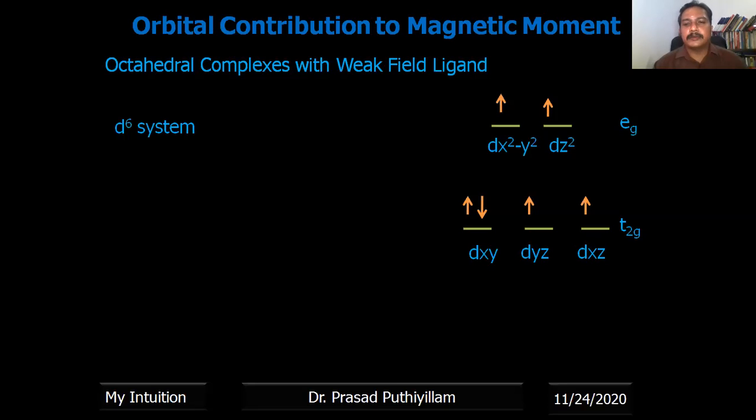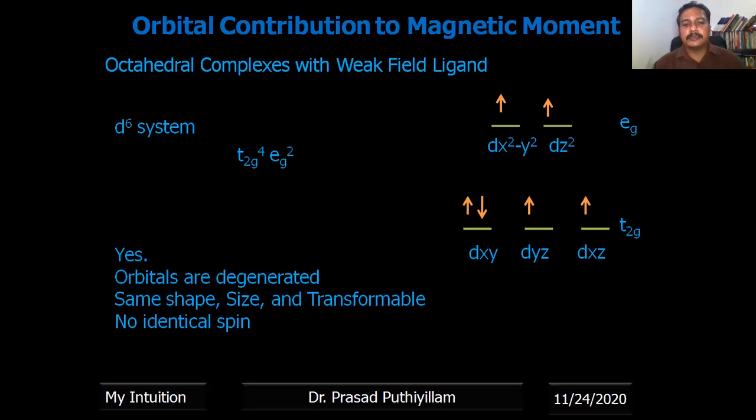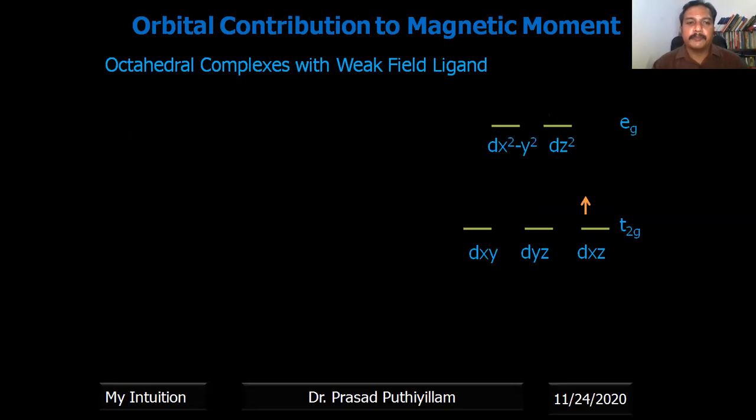So in the d6 system, pairing takes place, so one paired orbital is in the t2g. t2g4 eg2. Yes, orbitals are degenerate, same shape, same size, transformable, but even so, unpaired electrons with identical spin are there. Therefore, it is contributing towards the magnetic moment.